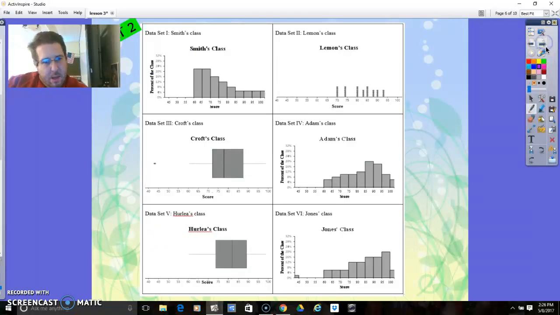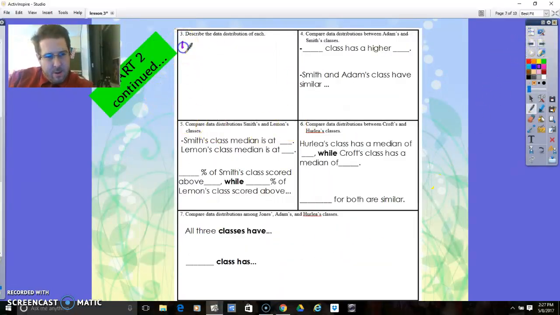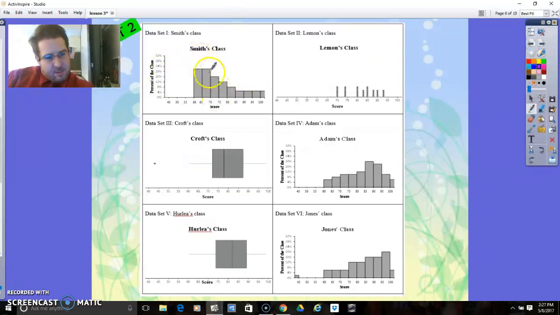All right, now we're looking at these 6 class sets of data. Miss Smith's class, Lemon's class, Kraft's class, Adam's class. So we're going to compare them, and the first thing you're going to do right here is list some sort of description of each. Now I'll let you write it here because I am trying to keep this video down a little bit, so just watch and I'll basically tell you what you could say.